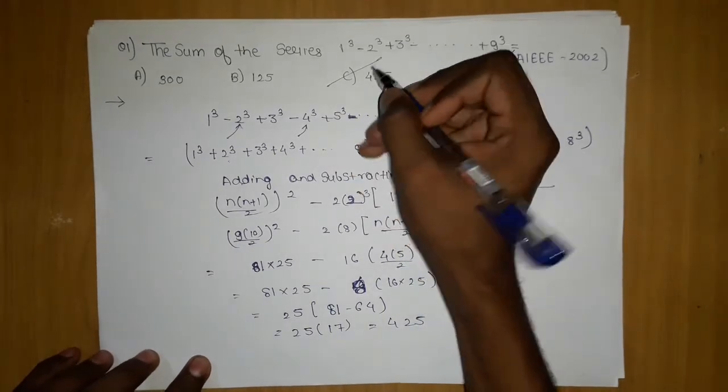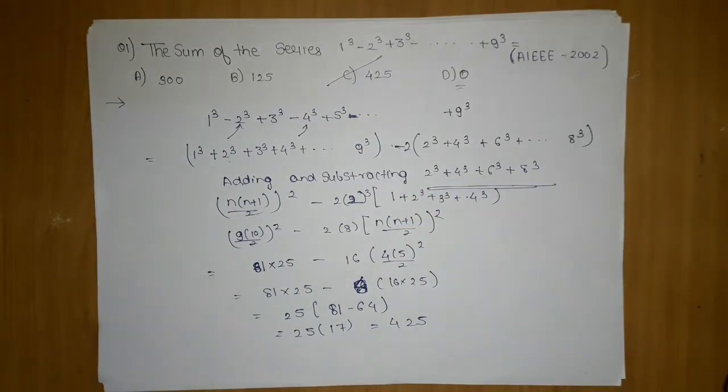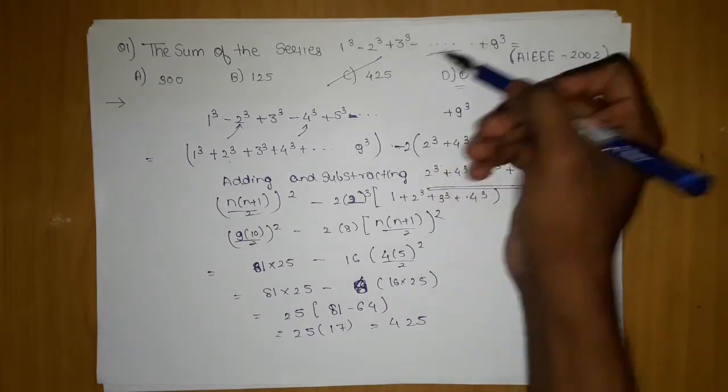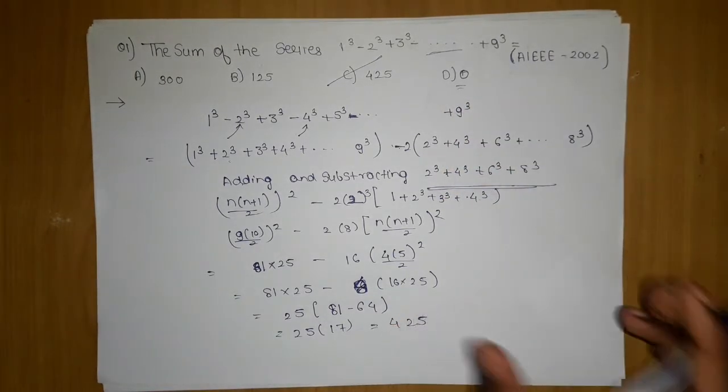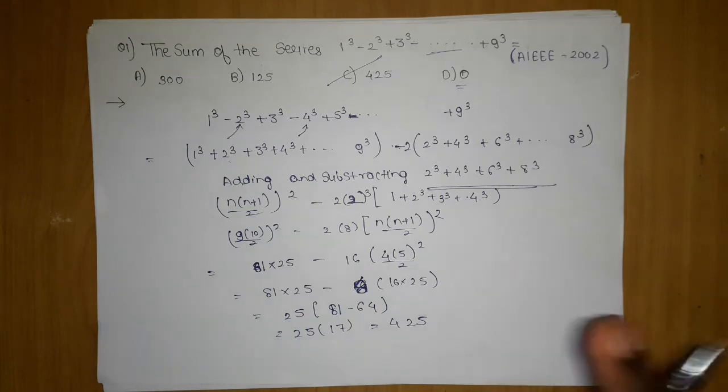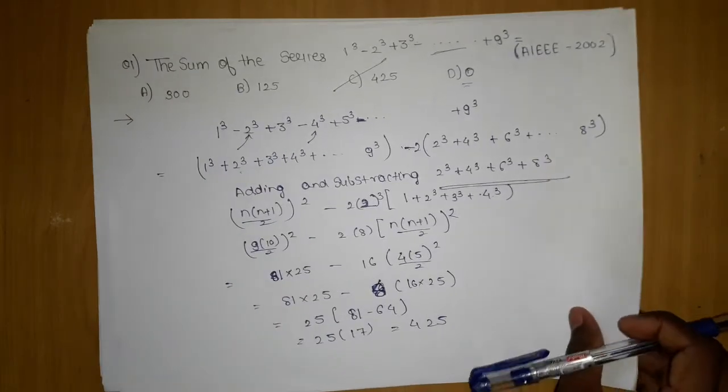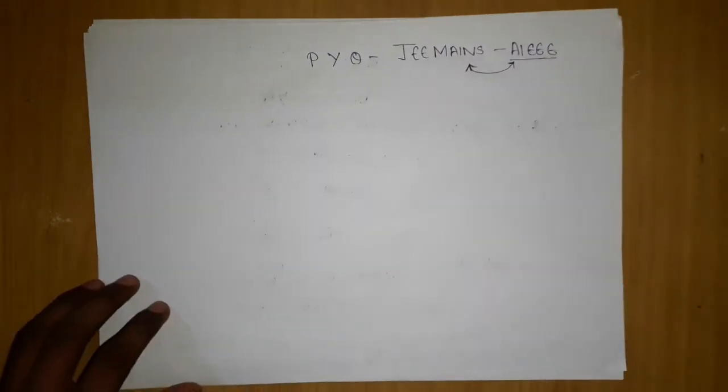So C is the answer. This question was very easy. Anyone can solve this question, if they have at least solved this type of question, the addition and subtraction type of variety of question, then they can get its answer easily. Now let's move on to the next question of PYQ.